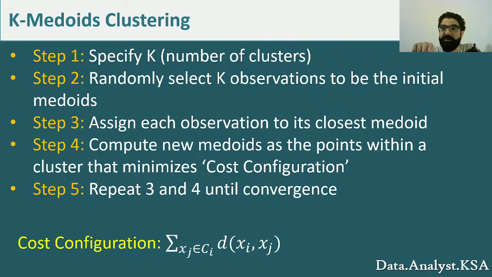So let's say I have 5 points. I'm going to start with point 1 and calculate the distance from 1 to 2, 1 to 3, 1 to 4, 1 to 5, and sum them. Do the same for 2, 3, 4, and 5. And I'm going to end up with one of these observations, 1, 2, 3, 4, or 5, that has the smallest sum of distances from the other points. This is going to be my new medoid. Then I repeat step 3 by assigning the points again to their clusters, and then computing the new medoids again. And this is, in a nutshell, K-Medoid clustering.